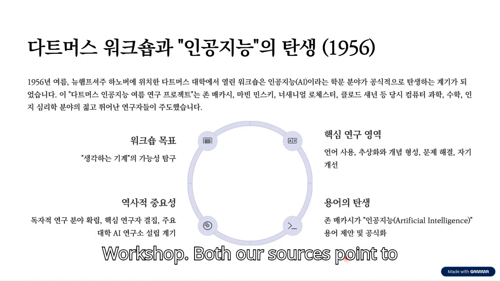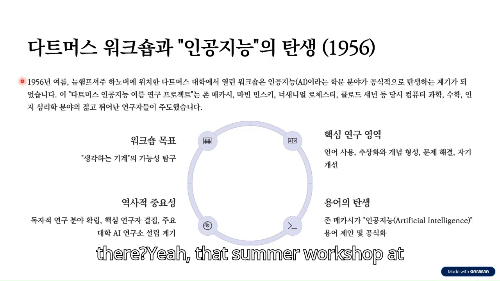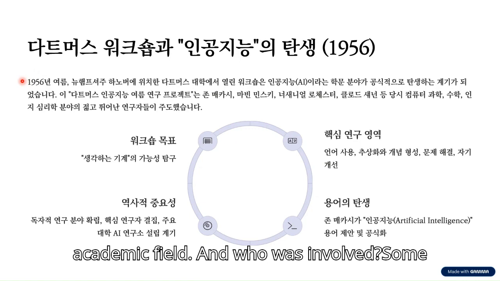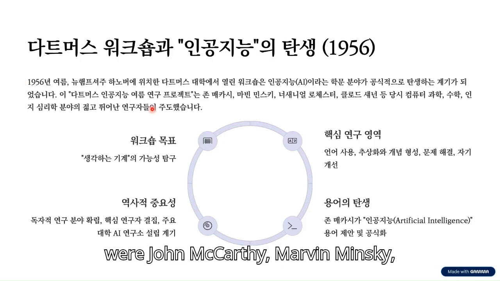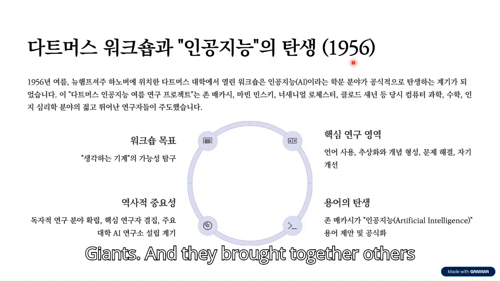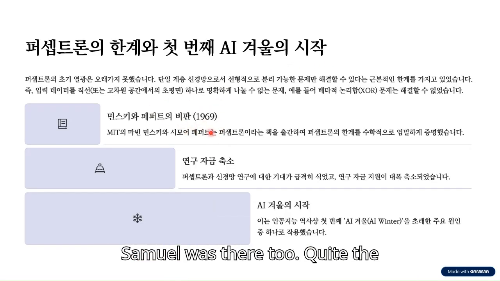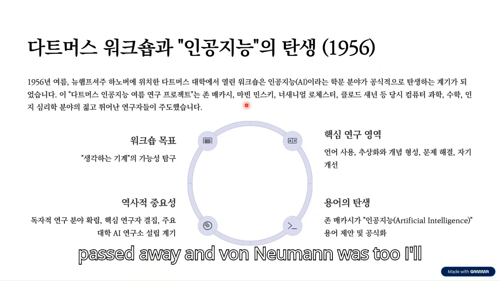Both our sources point to this as the official birth of artificial intelligence as a field. What went down there? Yeah, that summer workshop at Dartmouth College is almost universally seen as the starting gun for AI as an academic field. And who was involved? Some big names, right? Oh, yeah. The organizers were John McCarthy, Marvin Minsky, Nathaniel Rochester, Claude Shannon, giants. And they brought together others like Allen Newell, Herbert Simon, Arthur Samuel was there too. Wow. Quite the gathering. Though notably, Turing had passed away and von Neumann was too ill to attend.